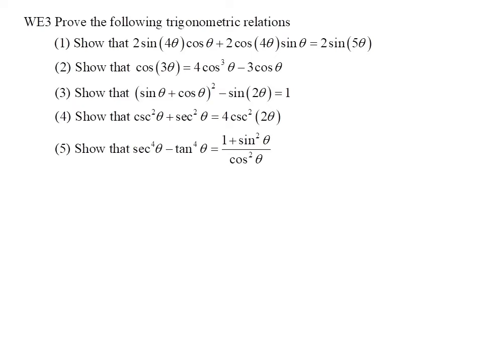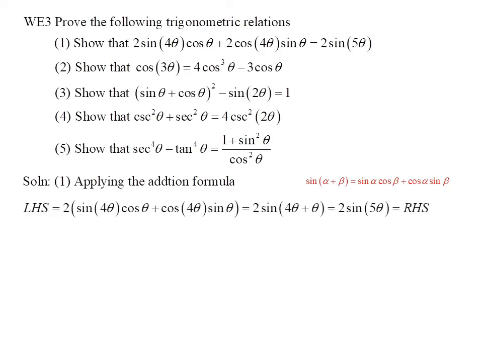Example 3 is to prove 5 trigonometric relations. As for the first relation, we may recall the sine addition formula, as shown in red color on the screen. So the left-hand side of the expression now can be simplified to 2 times sine(4 theta plus theta), which equals 2 times sine 5 theta, which is exactly the expression on the right-hand side.